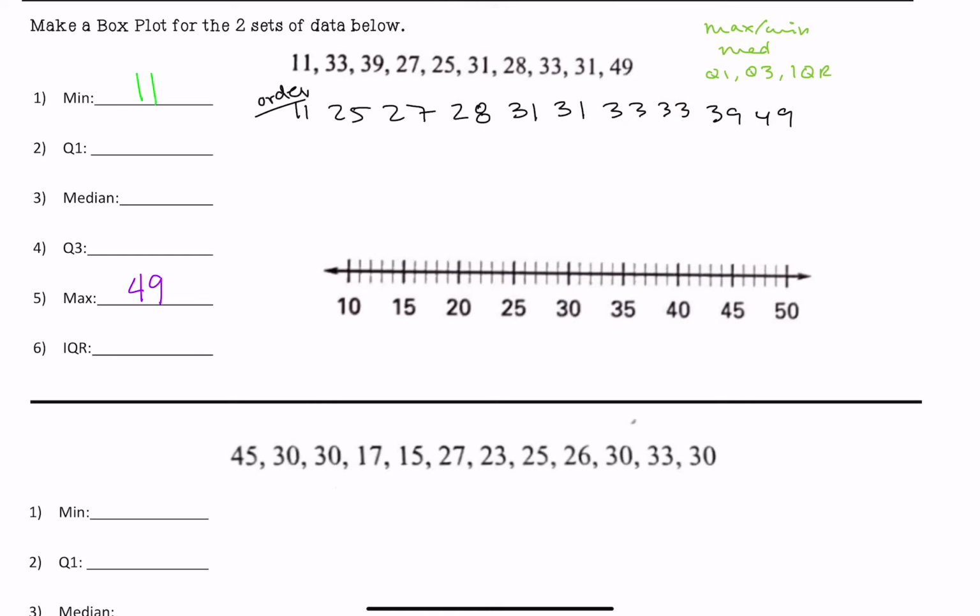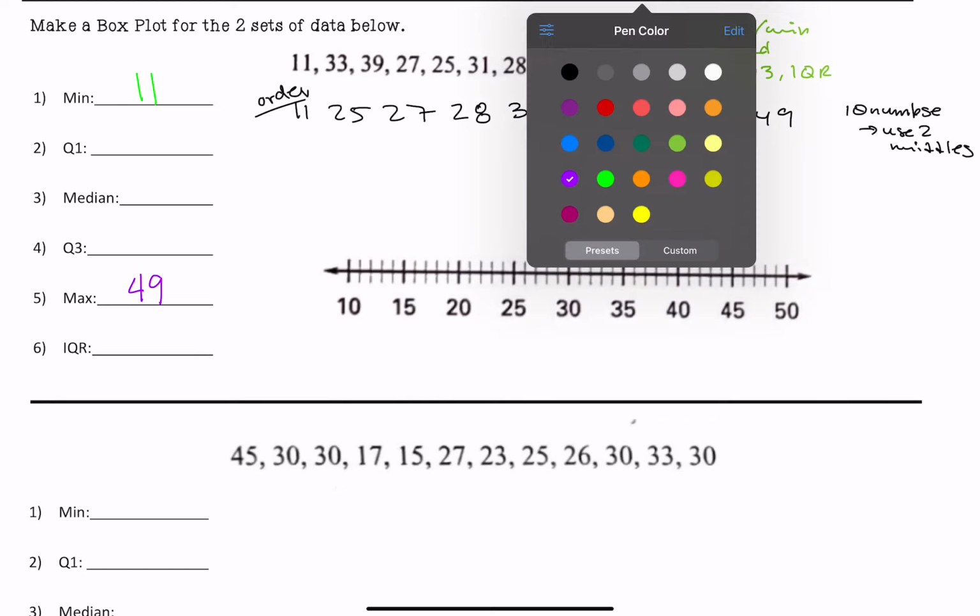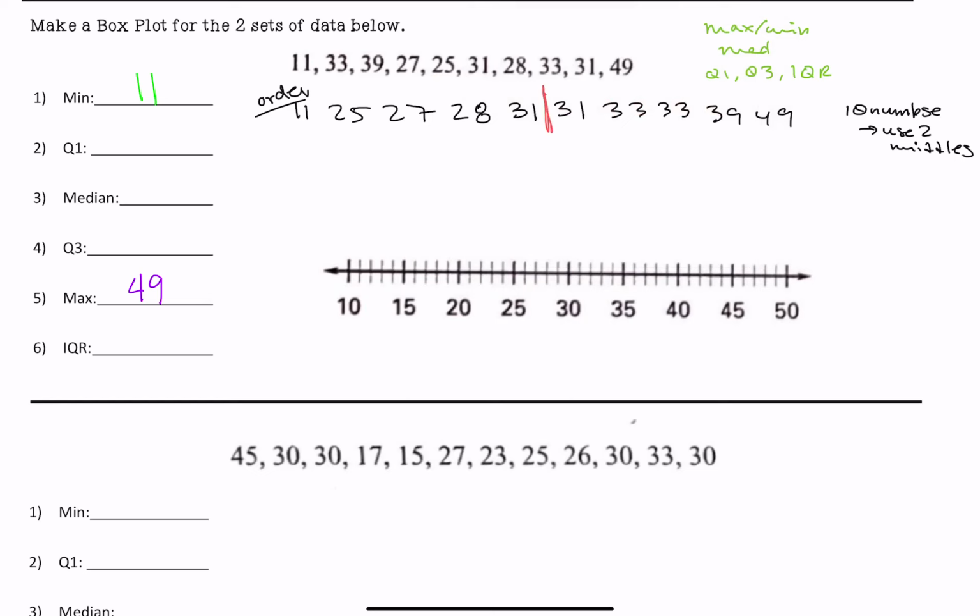Then I have to figure out my median. So I know I have 10 numbers here, which means I'm going to use 2 middles. And my 2 middles in this case, let me pick a color. This is my middle. How do I know? Because I have 1, 2, 3, 4, 5 on the left side, and then 1, 2, 3, 4, 5 on the right side. So with those 2 middles, I'm going to add them together and then chop it in half, which gives me 31.